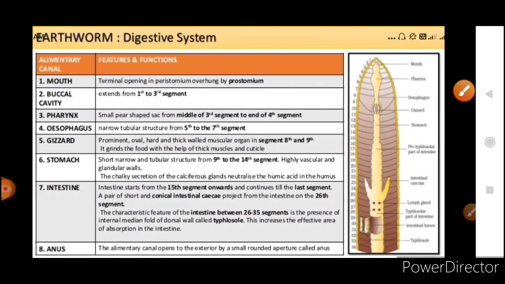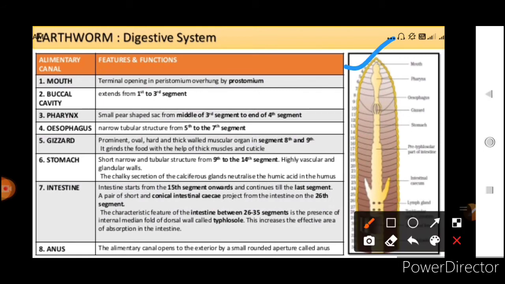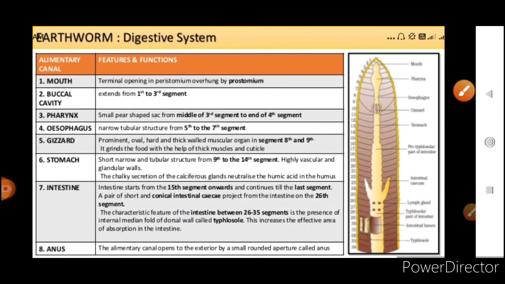Now we come to the digestive system of the earthworm. As the body is divided into many segments, each and everything will be found in a particular segment. So you have to remember the number of that segment, and the starting and the end of the organ used in the digestive system. Here the diagram is given, but it's not clear. You can see that in your textbook. So first we are talking about the alimentary canal.